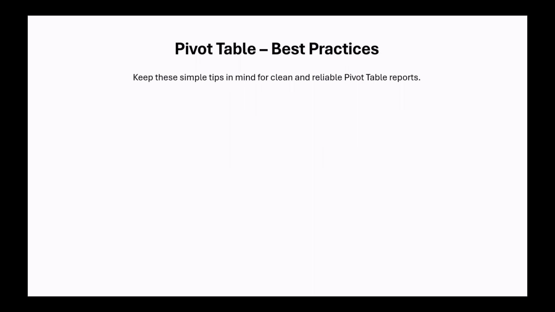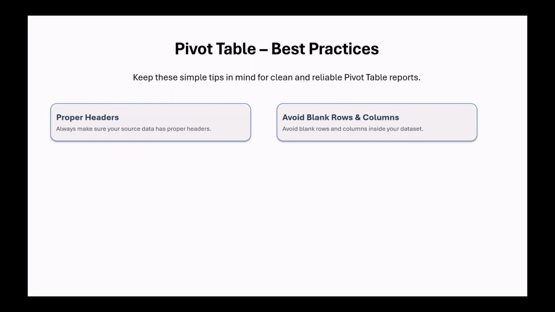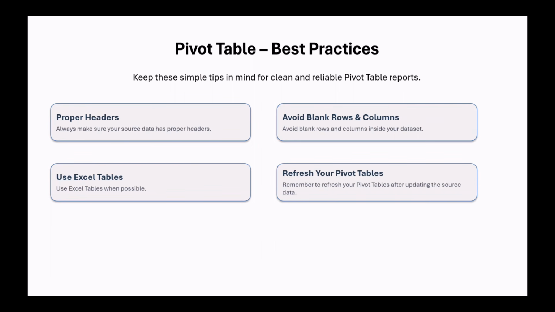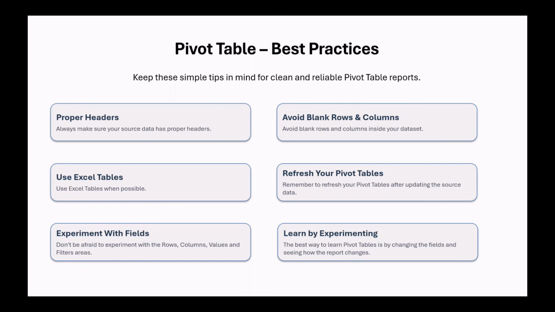Before we close, please keep these simple tips in mind for clean and reliable pivot table reports. Always make sure your source data has proper headers. Avoid blank rows and columns inside your dataset. Use Excel tables when possible. Remember to refresh your pivot tables after updating the source data. Don't be afraid to experiment with the rows, columns, values, and filter areas. The best way to learn pivot tables is by changing the fields and seeing how the reports change.